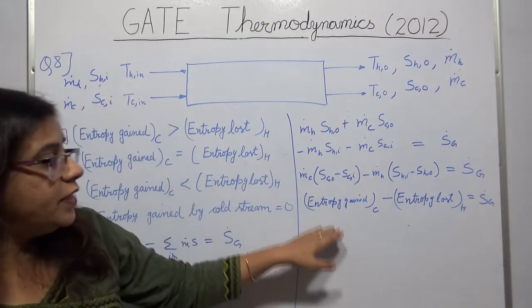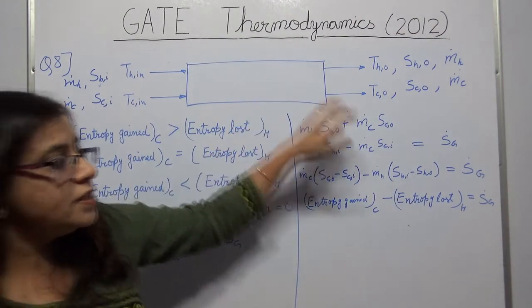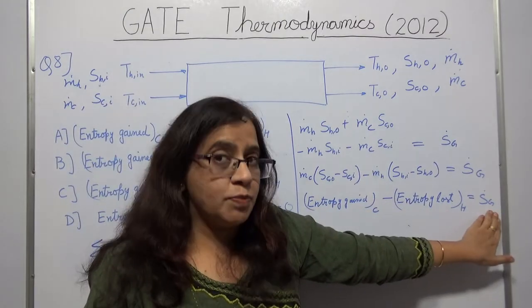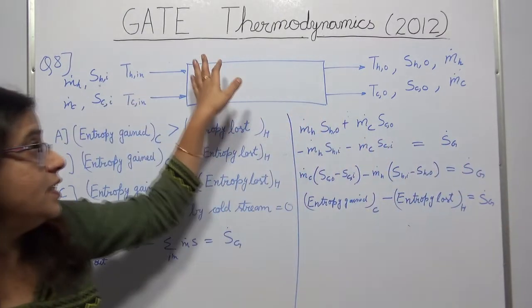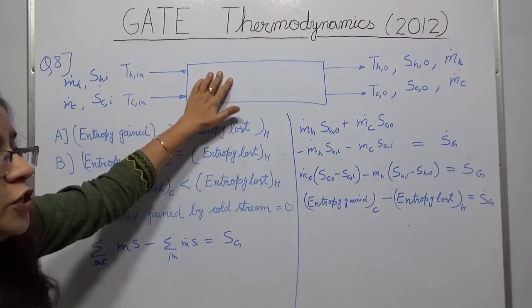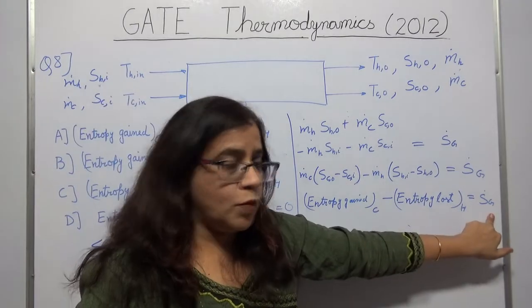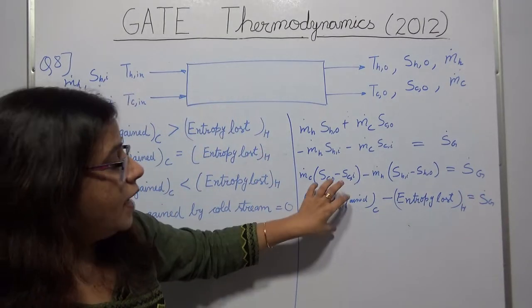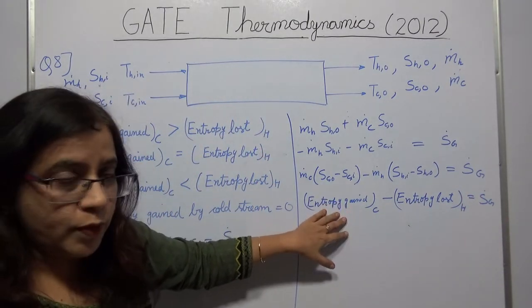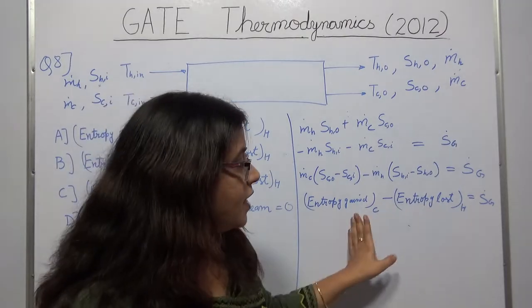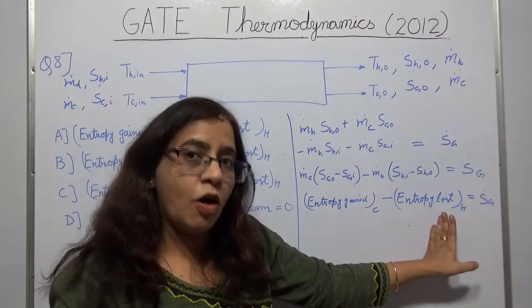Now you all know that for any process, this entropy generation term is always positive because of irreversibilities in this process. So this is always a positive quantity. That means that entropy gained by the cold fluid is greater than the entropy lost by the hot fluid.